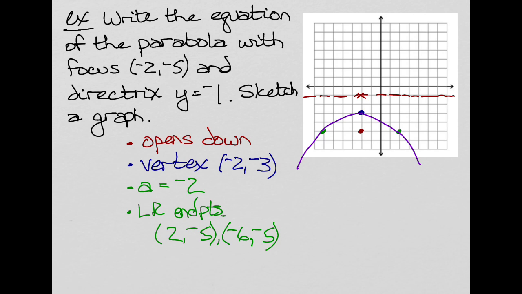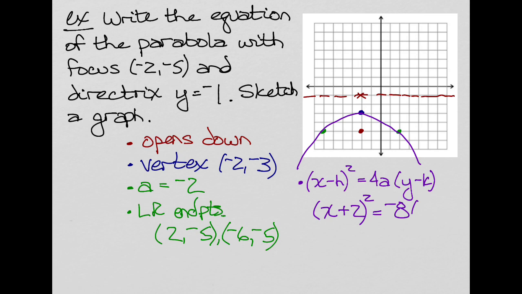Last thing we need is an equation. The equation we know is going to look like x minus h squared equals 4a times y minus k, since I'm opening down, and we'll just fill in the important pieces of information, all of which we have at this point. So this is x minus the x-coordinate of the vertex, x minus -2. 4 times a is 4 times -2, and y minus -3. And there's the equation.